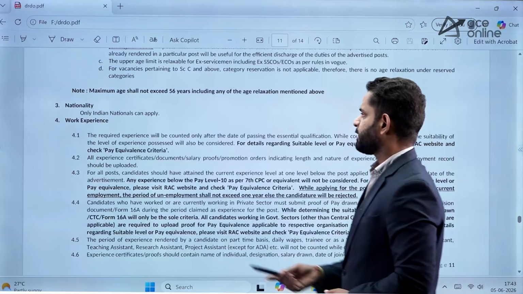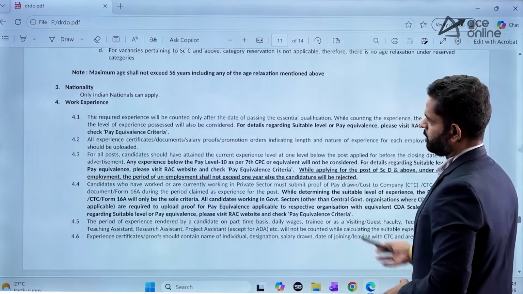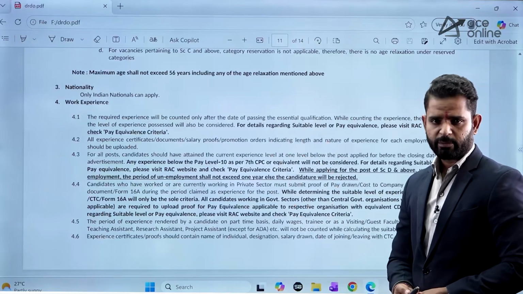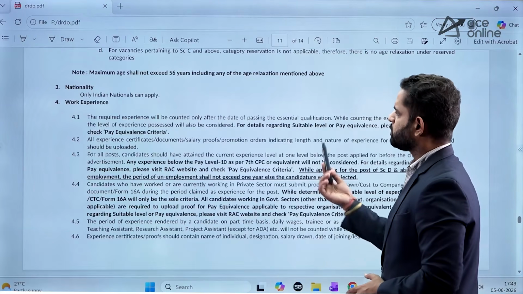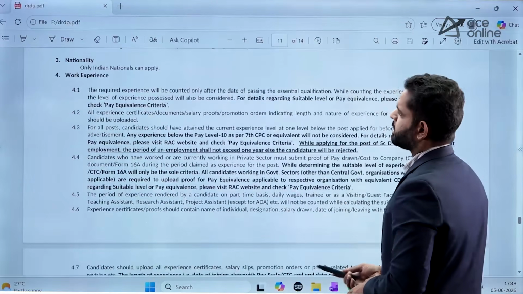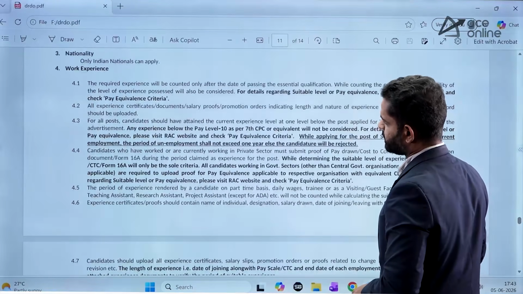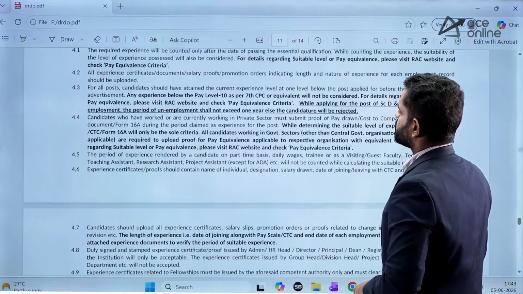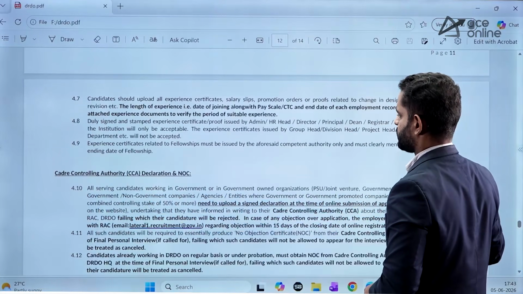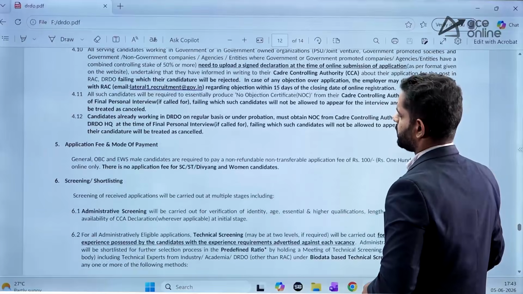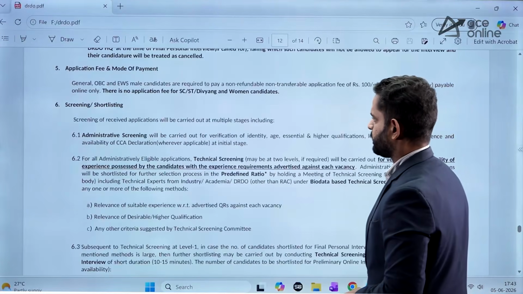Maximum age shall be expected 56 years including any of the age relaxation mentioned above. Okay, just like if you are a PwBD candidate, SC/ST candidate, Divyangjan, you are all eligible. Nationality requirement: only Indian nationals can apply. Okay, so these are important details. Cadre and authority declaration for NOC: if you are working in another department, then you have to produce your NOC certificate.